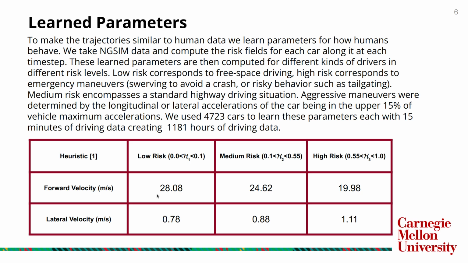We found that as your forward velocity decreases on the highway, your risk increases, which is intuitive as vehicles are traveling at high speed along the highway, and so traveling slower than those vehicles is more risky. And then as your lateral velocity increases during a lane change maneuver, your risk increases, which is intuitive as well, as faster lane changes are more dangerous.